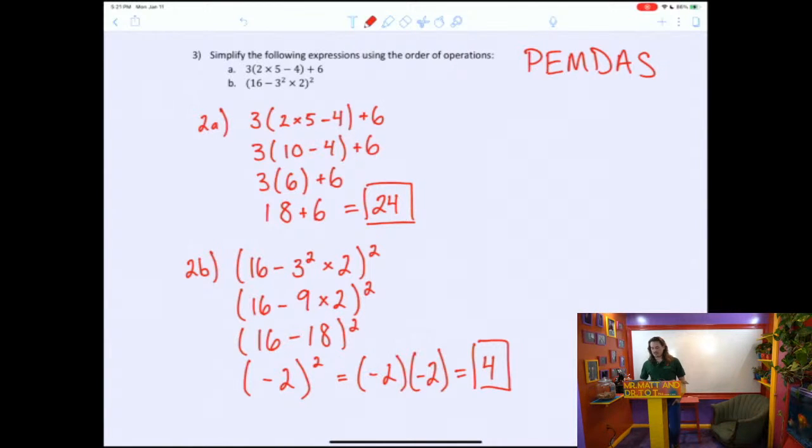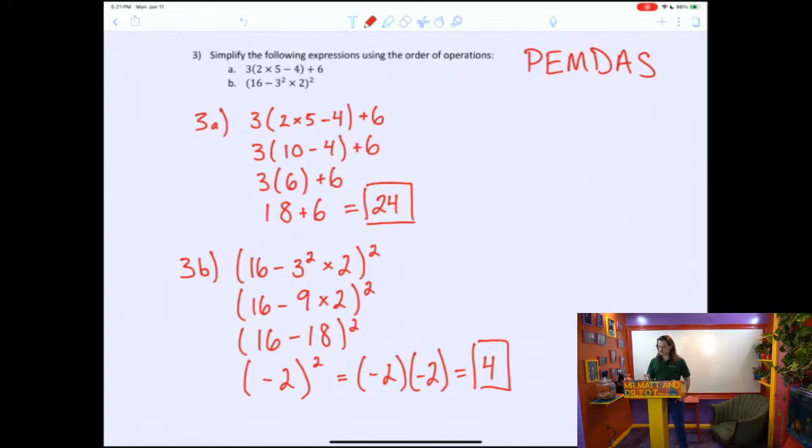For 3B, we have the quantity 16 minus 3 squared times 2, quantity squared. So again, working within the parentheses first, we have that outer exponent, but you have to do everything inside the parentheses before you touch the exponents. But we do have an exponent inside the parentheses, so that's the first item that we can tackle. 3 squared is the same thing as 3 times itself twice, or in other words, 3 times 3. 3 times 3 is 9. So we have 16 minus 9 times 2.